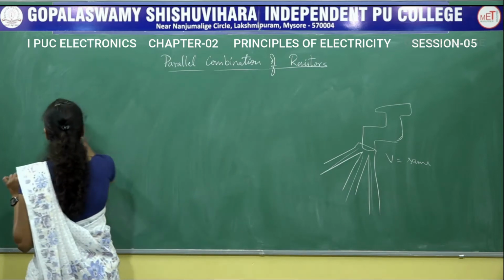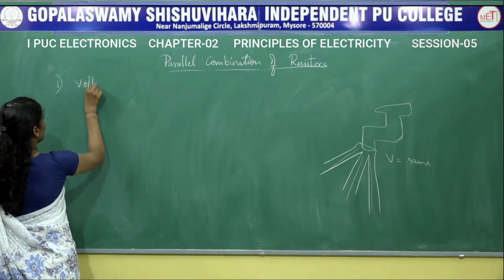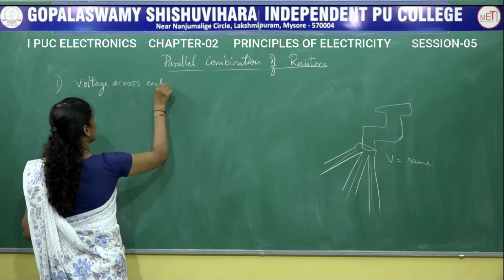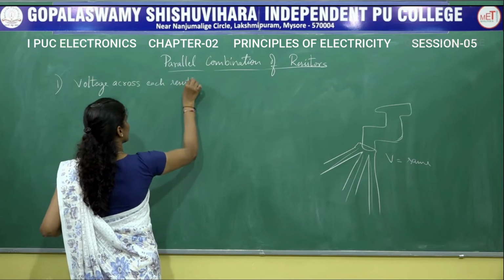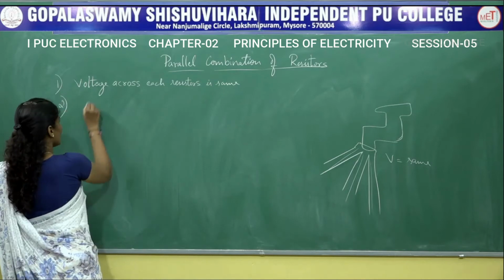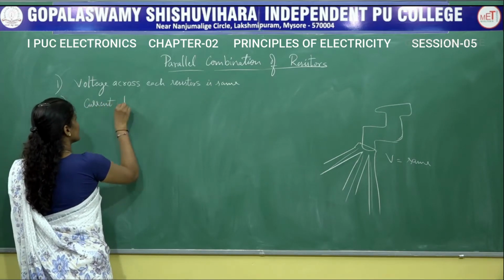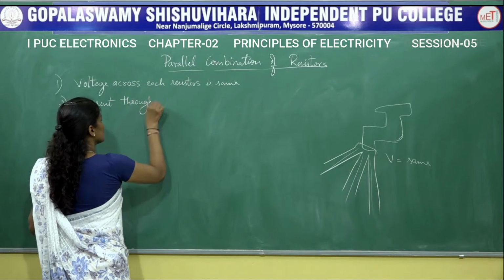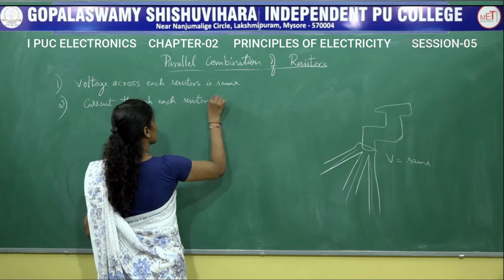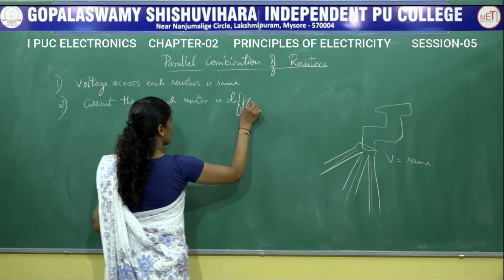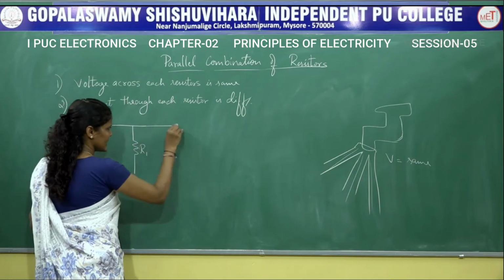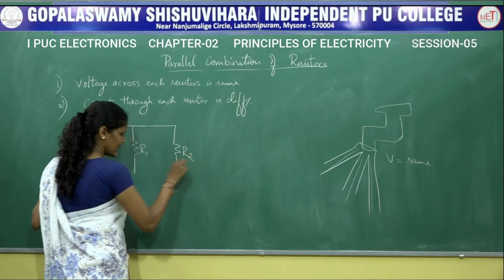So in a parallel combination, I can tell that the voltage across each resistor is the same, and the second point, the current through each resistor is different.